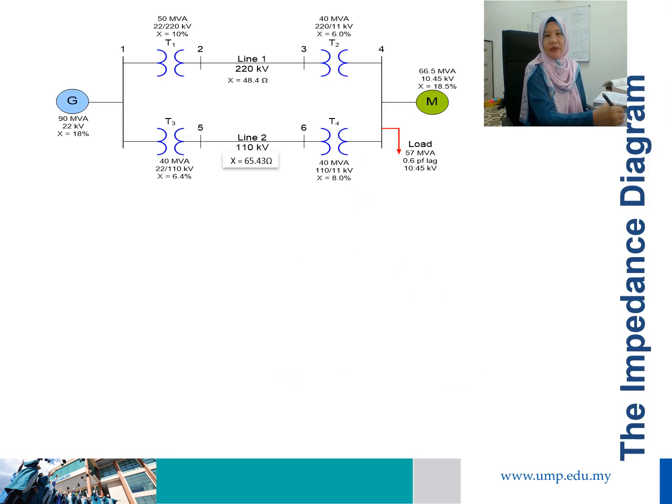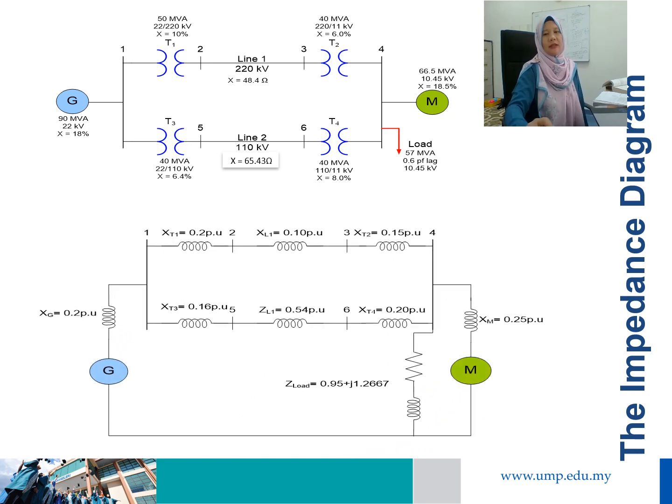And finally, we need to draw the per unit impedance diagram. So from the per unit calculations that we have done earlier, this is the per unit impedance diagram for the single line diagram in this example.